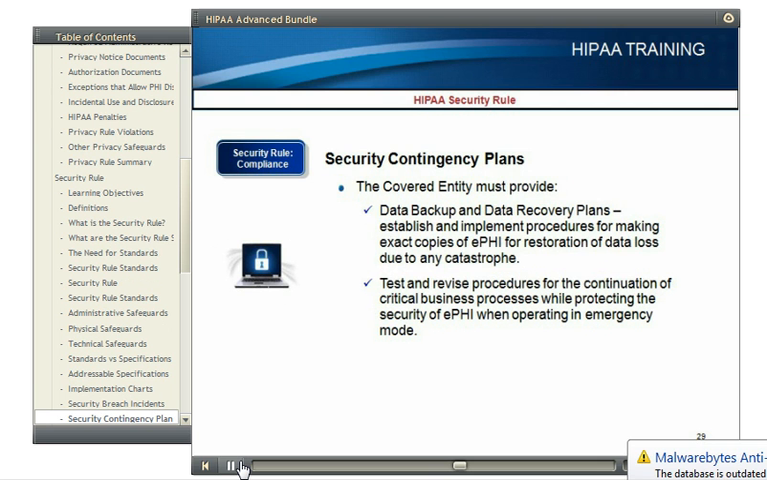Security contingency plans. The covered entity must provide data backup and data recovery plans. Establish and implement procedures for making exact copies of ePHI for restoration of data loss due to any catastrophe. Test and revise procedures for the continuation of critical business processes while protecting the security of ePHI when operating in emergency mode.